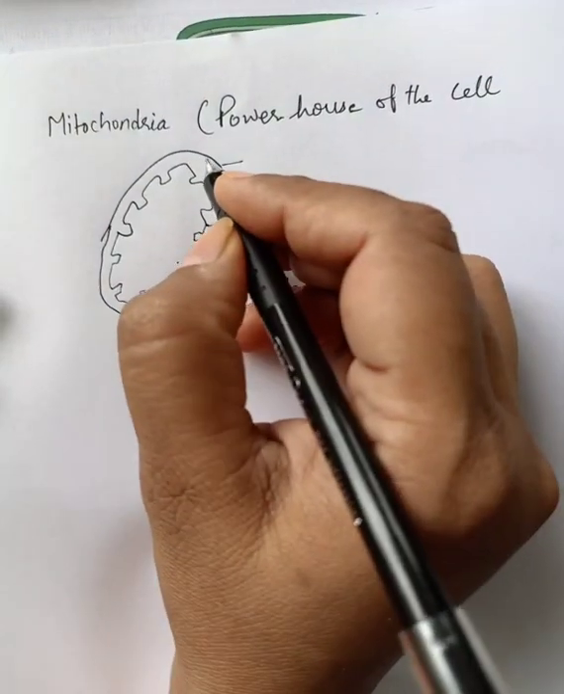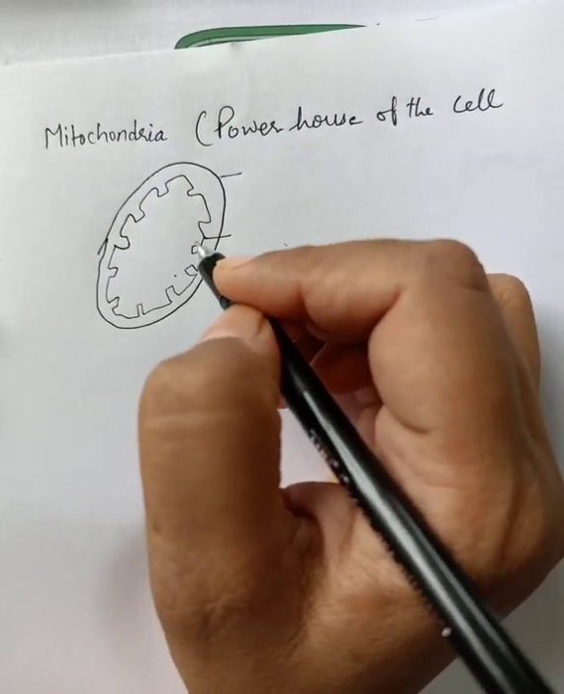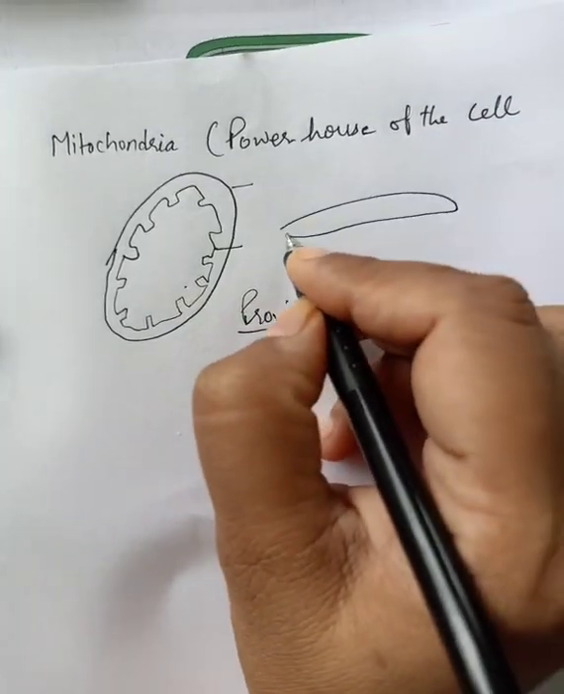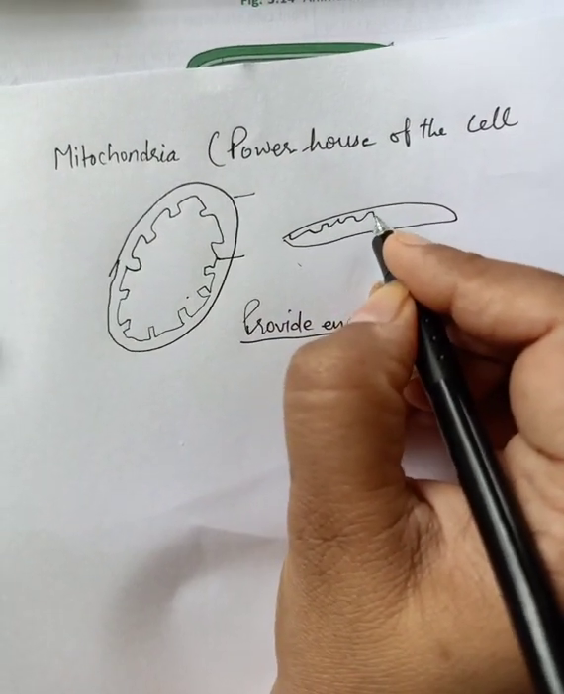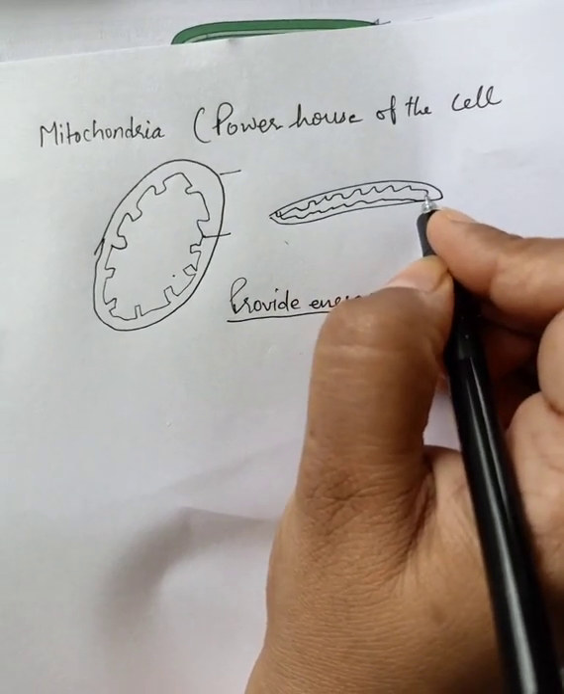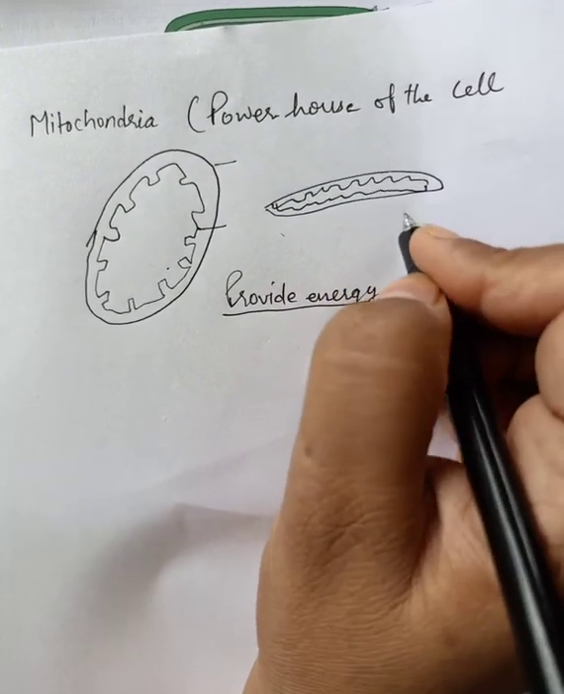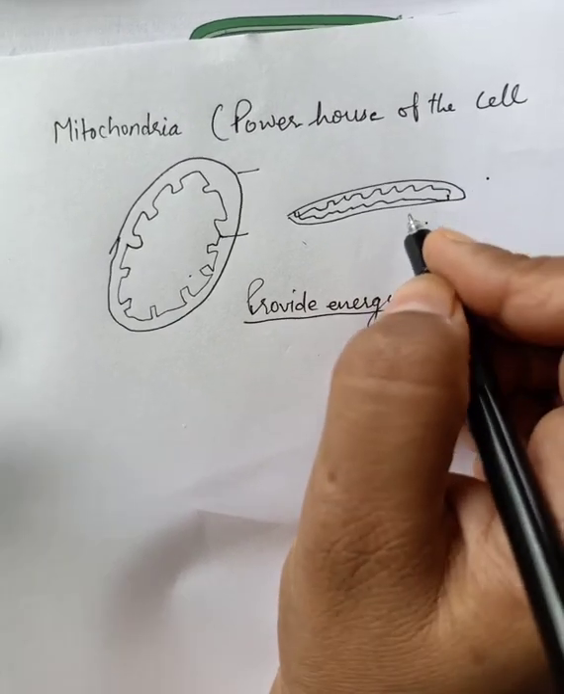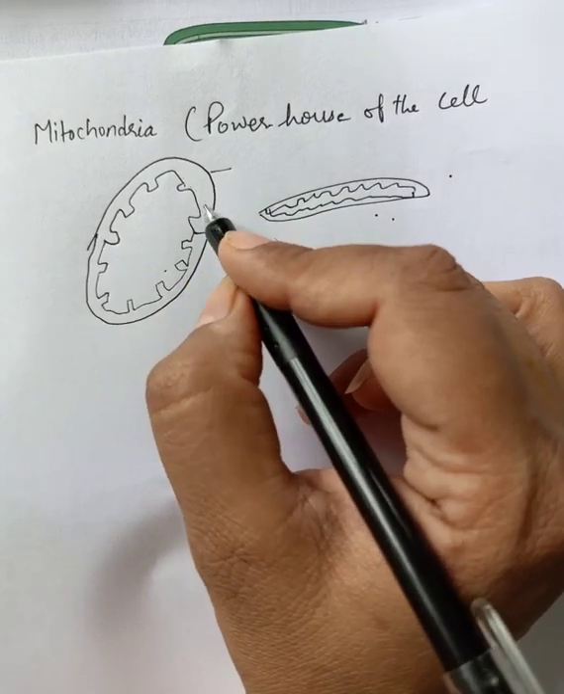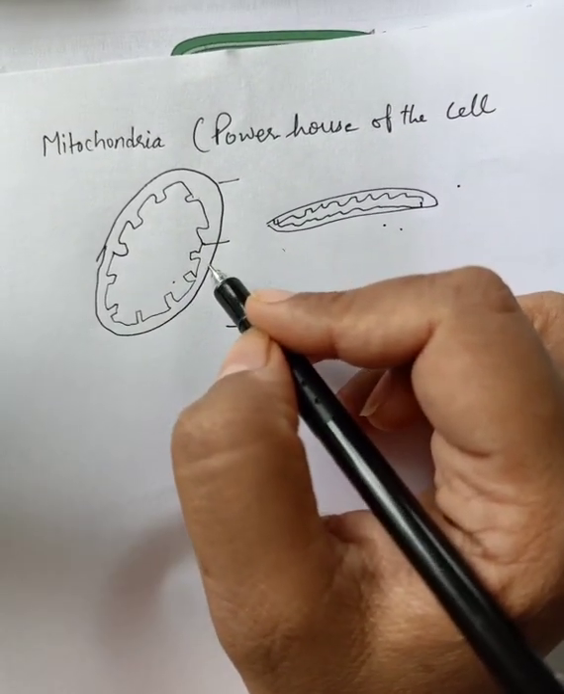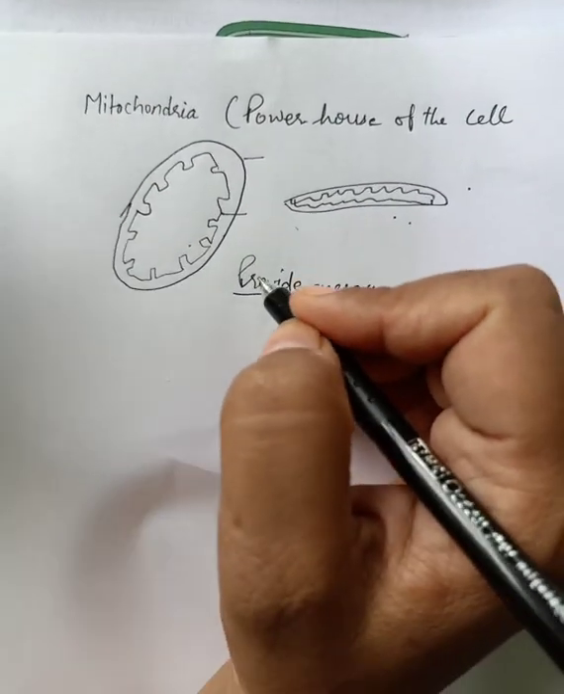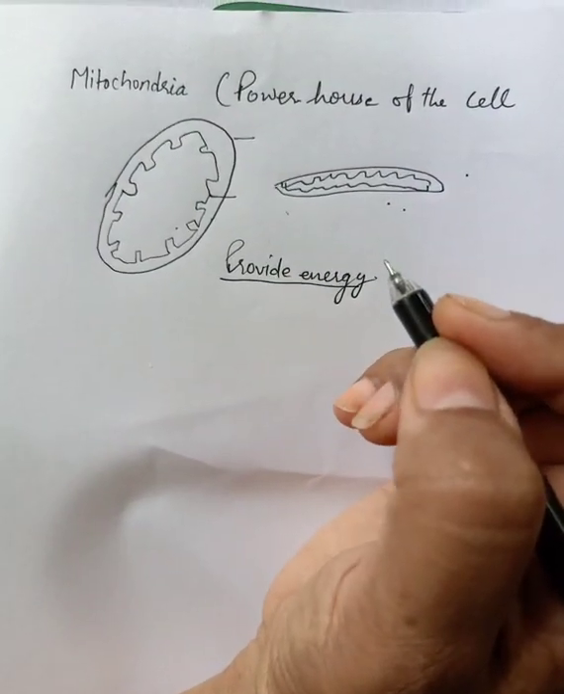So we can say mitochondria are small, maybe spherical, sometimes rod shaped. Again, they have both walls. They are double walled. They have an outer wall, and the inner wall has finger-like projections. When the cell respires, at that time it releases energy.